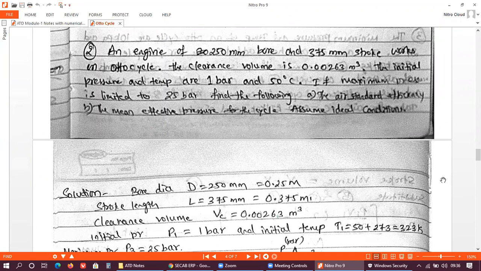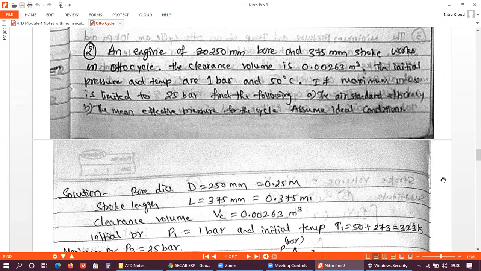So the initial pressure P1 is 1 bar and the temperature T1 is 50 degrees Celsius. If the maximum pressure is limited to 25 bar, then if you refer to the P-theta diagram, the maximum pressure value is always related to P3. So this 25 bar is P3.